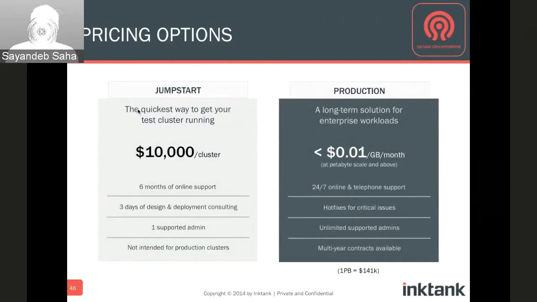Then obviously there are production subscriptions, which InkTank sells, which are similar to what Red Hat sells for subscriptions. There's not a lot of difference there, except the pricing is still today based on raw capacity. It's not based on socket pair or instance, and we're still reviewing all of it. The acquisition is only six weeks old, so a lot of it is still under review.